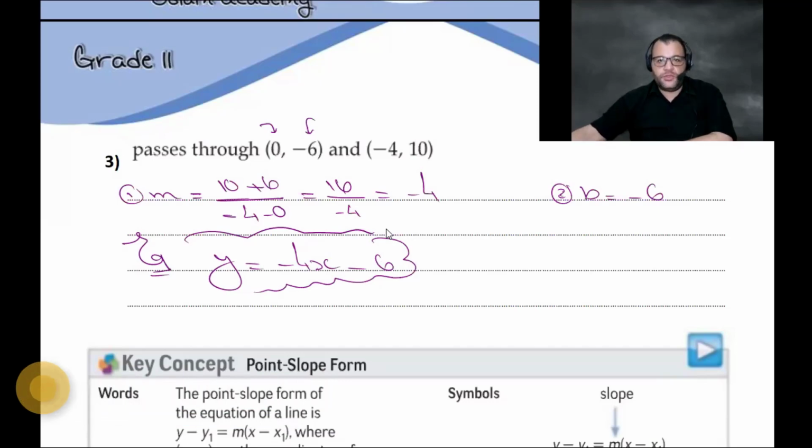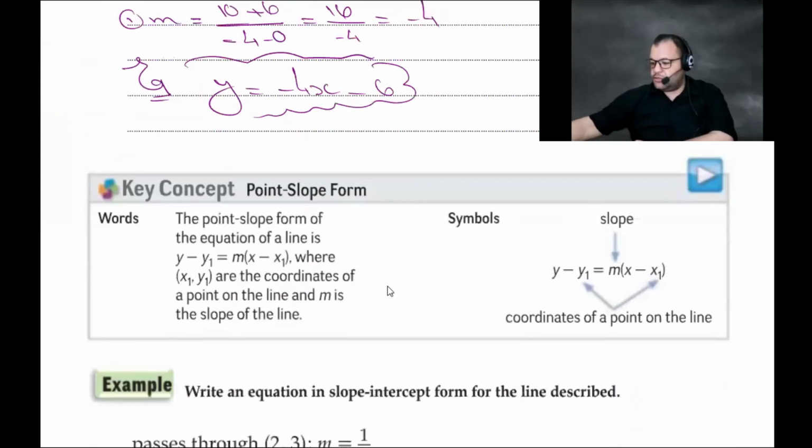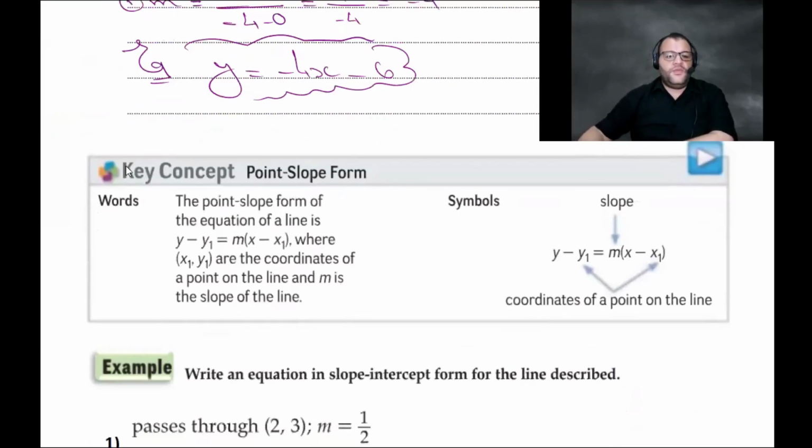Any problem for this one? No. Okay. Now we need to write the second formula that we have, which is the point slope form. Suppose that we have a point which is x1 and y1, and we have a slope. So to write the equation in point slope form, which is y minus y1 equals m multiplied by x minus x1. So now we have two formulas.